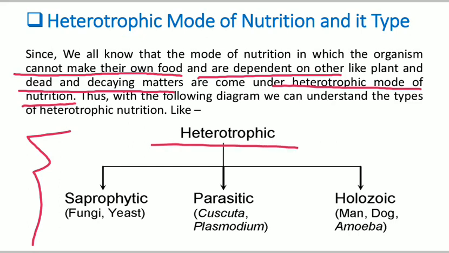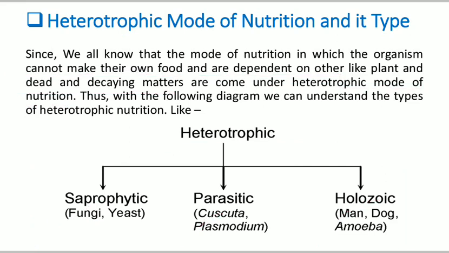This is also divided into many subtypes like the saprotrophic mode of nutrition, parasitic mode of nutrition and holozoic mode of nutrition. In the saprotrophic mode of nutrition, some examples are fungi and yeast. Parasitic examples are cuscuta and plasmodium, while we human beings, dogs and amoeba all come under the holozoic or direct heterotrophic mode of nutrition.